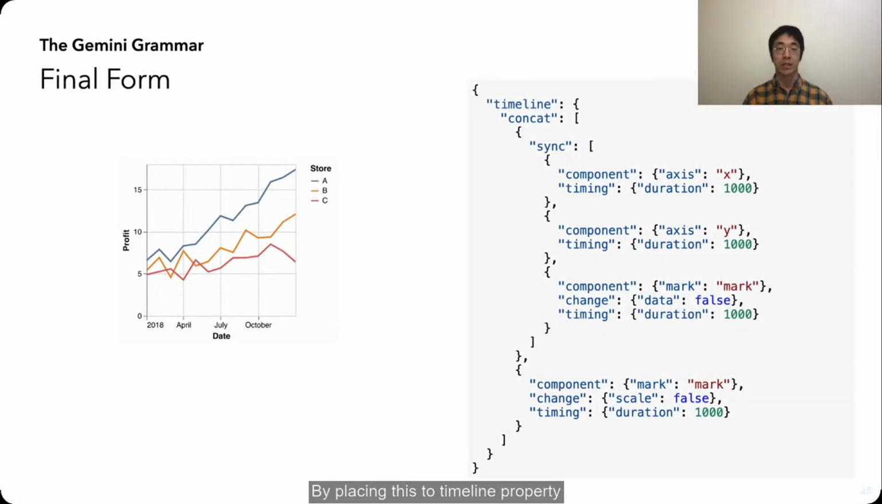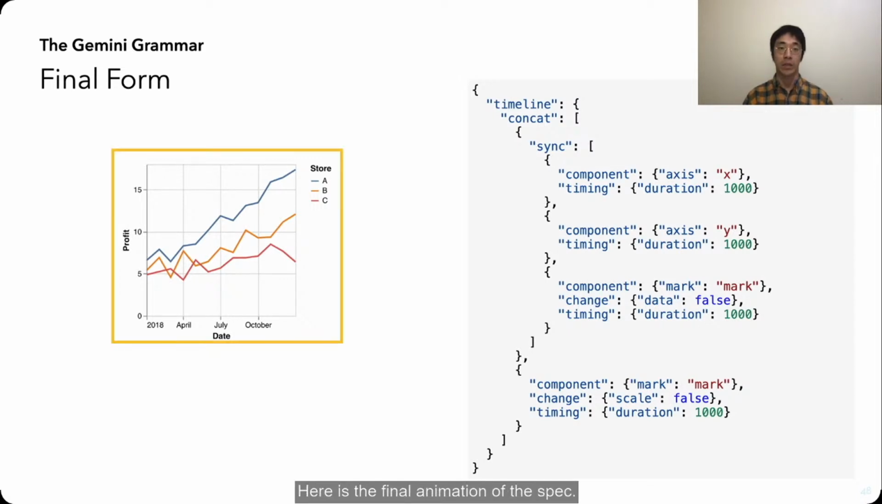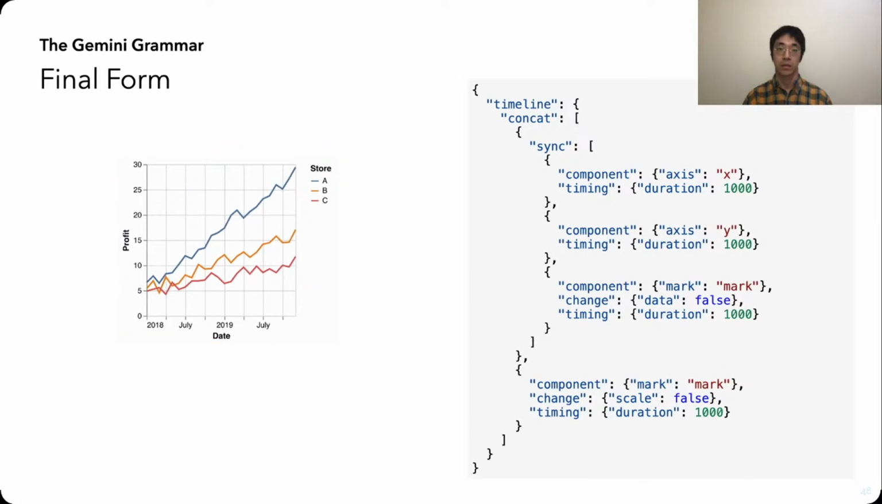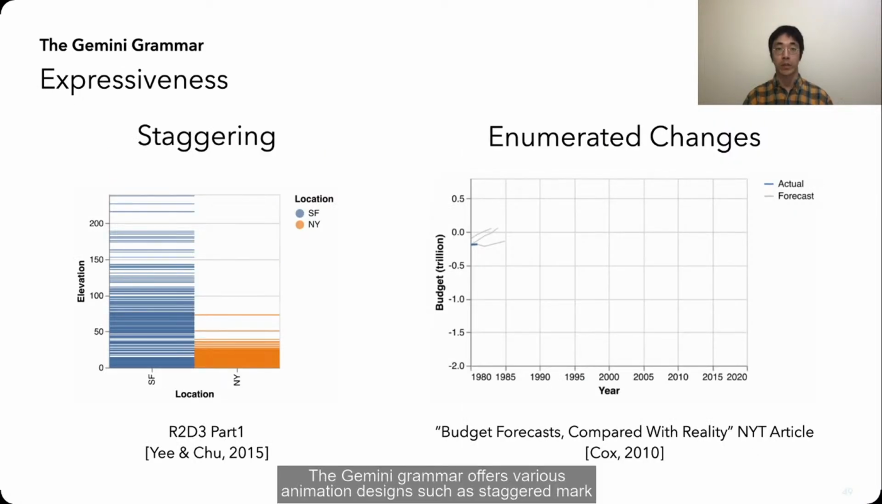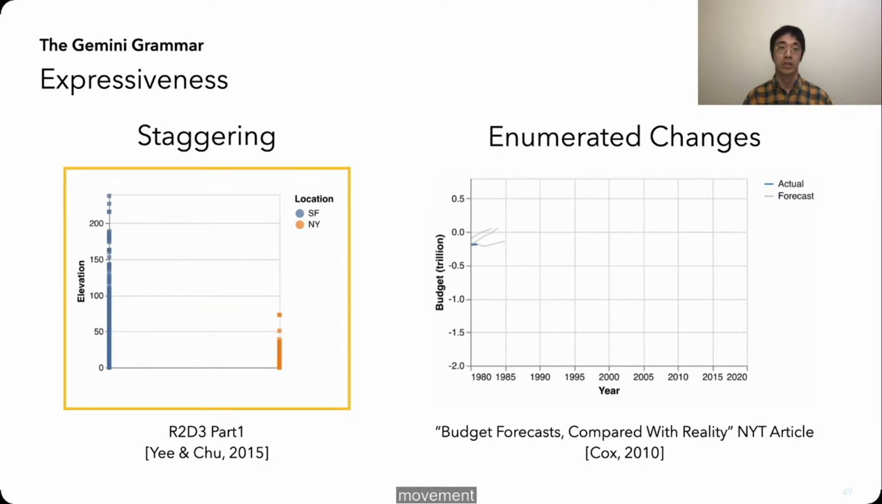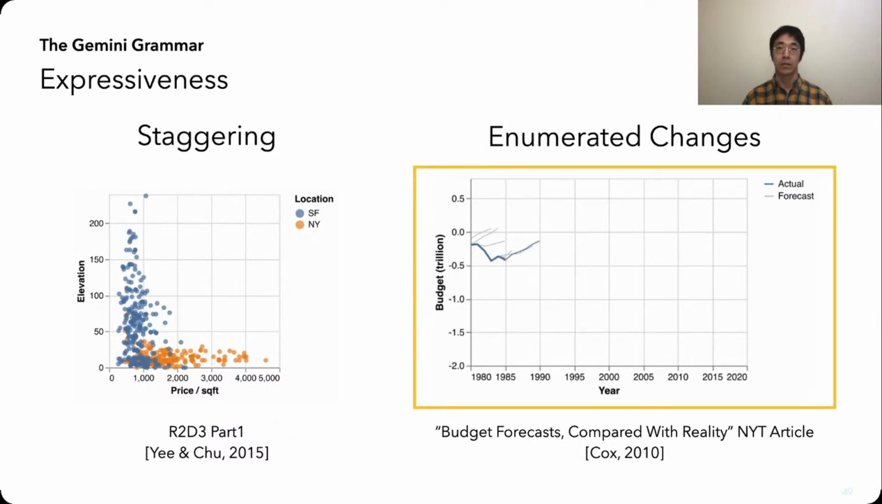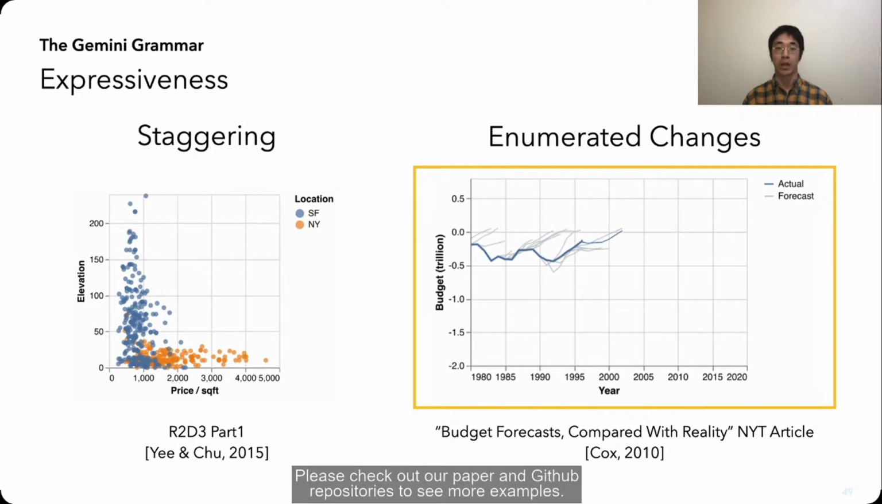By placing this to timeline property, a Gemini spec is completed. Here's the final animation of the spec. The Gemini grammar supports various animation designs such as staggered mark movements and enumerated changes along with data. Please check out our paper and GitHub repositories to see more examples.